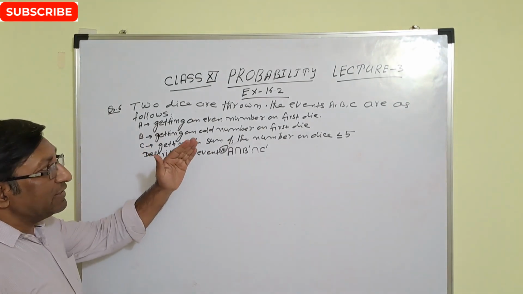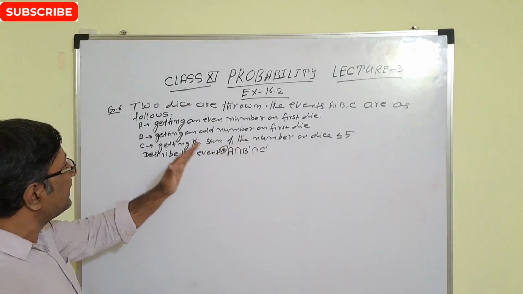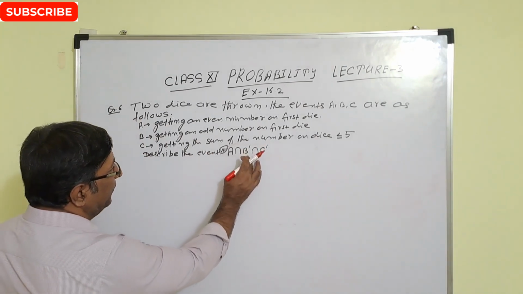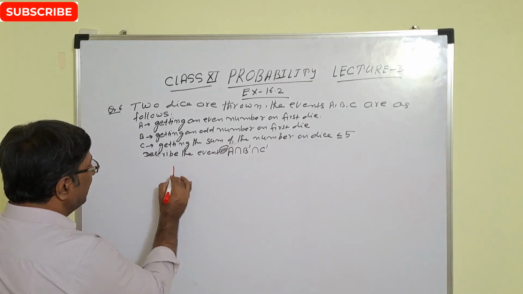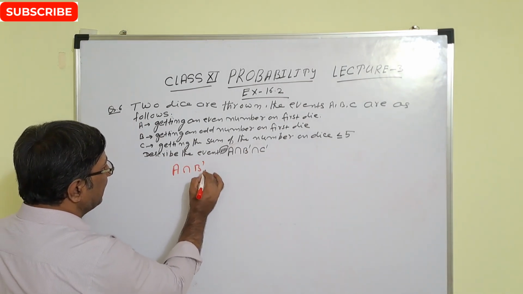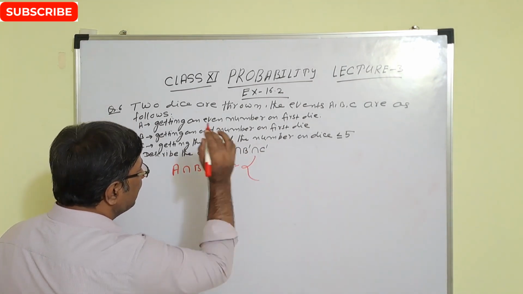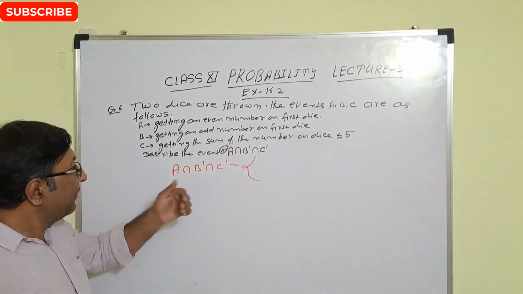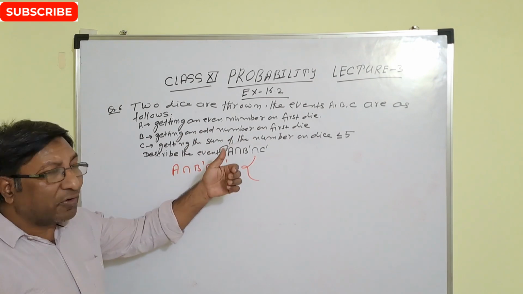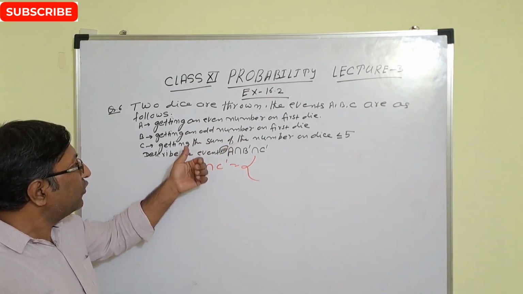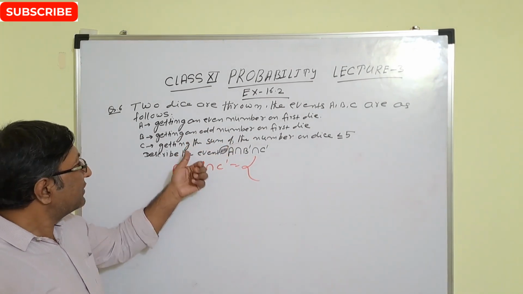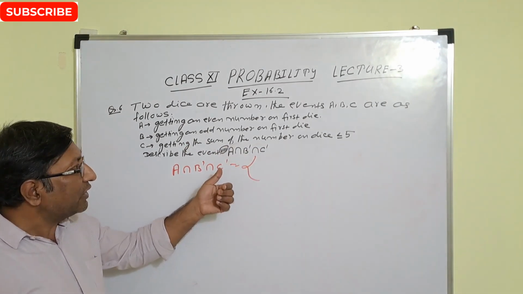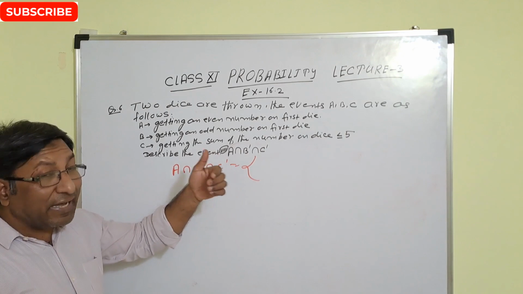Let us see the question. Question is, two dice are thrown, the events A, B, C are as follows. Then describe the event A intersection B naught intersection C naught. So A is what? Getting an even number on the first die. B is getting an odd number on the first die, so B naught is not an odd number on the first die. C is getting the sum of numbers on the dice less than or equal to 5. So C naught is the sum of numbers greater than 5.